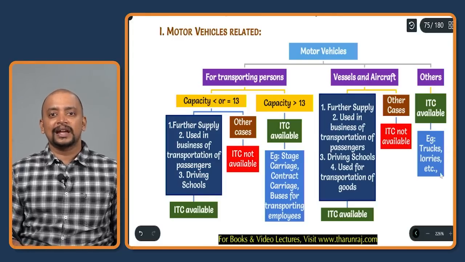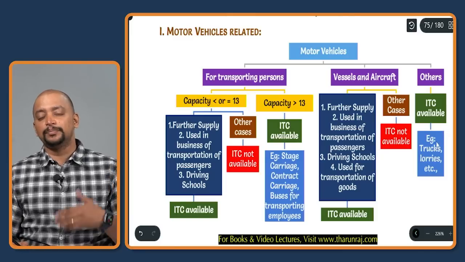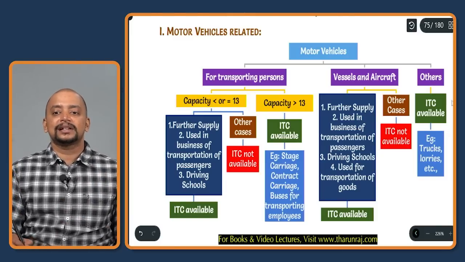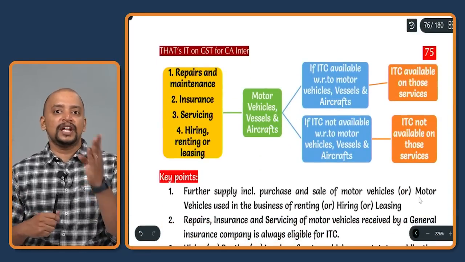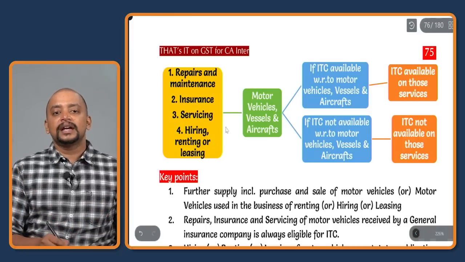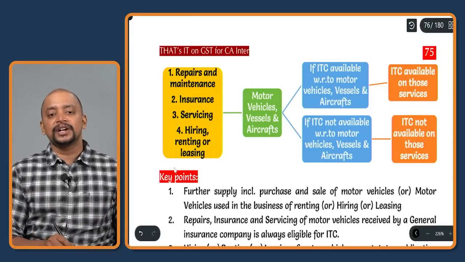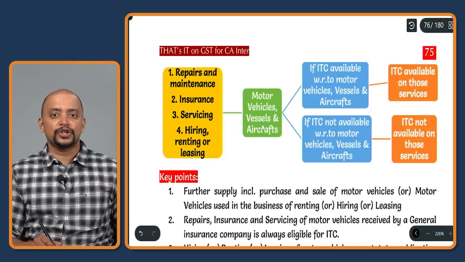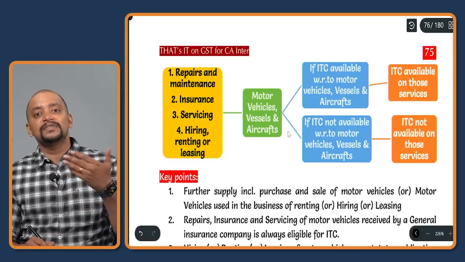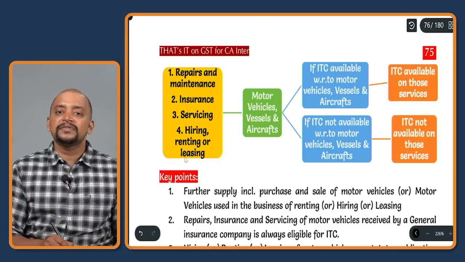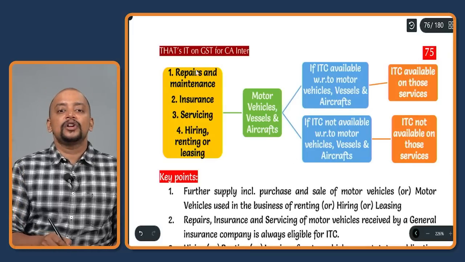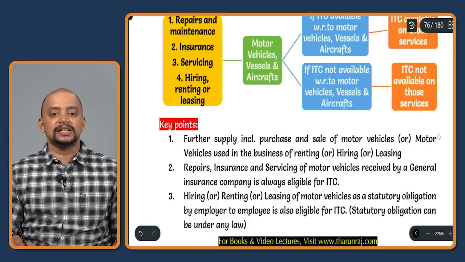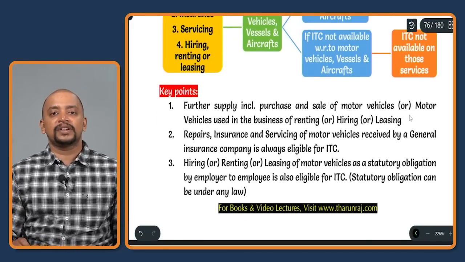So other motor vehicles like trucks, lorries, buses, big road rollers, JCBs, etc., are other motor vehicles on which ITC can be availed. Then next one, services in relation to motor vehicles: repair and maintenance, insurance, servicing, hiring, leasing and renting of motor vehicles. So these 4 services in relation to motor vehicles, vessels and aircraft. If that motor vehicle, vessel and aircraft is eligible for ITC, then on these services also GST paid can be taken as ITC. If these motor vehicles are not eligible for ITC, then on these services whatever GST paid cannot be availed as ITC. Further supply includes purchase and sale of motor vehicles or motor vehicles used in the business of renting, hiring or leasing.